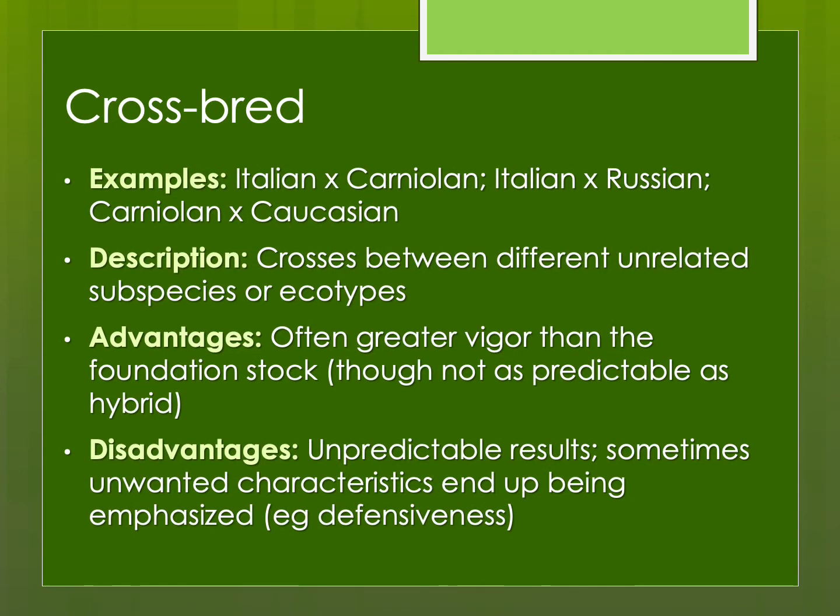Crossbred bees. These are frequently and easily available commercially, like an Italian Carniolan or Italian Russian. Because these are unrelated ecotypes or races of bees, they often will have greater vigor than the underlying foundation stock, but not quite as predictable as a hybrid. Sometimes you can get unwanted characteristics.